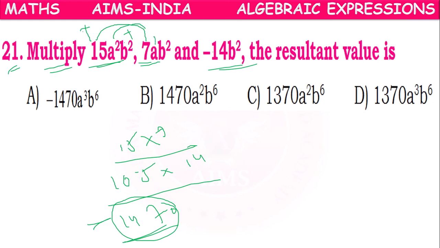A square is there, 1 A is there. So, we can add the powers while doing multiplication according to the law of exponents. So it will become a cube. Here b square is there, 2 is there, 2 is there, 2 is there. Means b power 6. So minus 1470 a cube b power 6. So option A is correct.